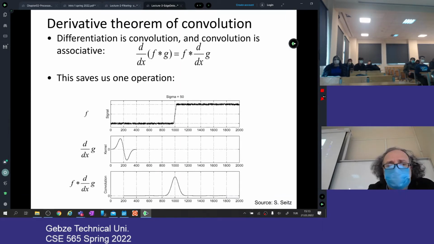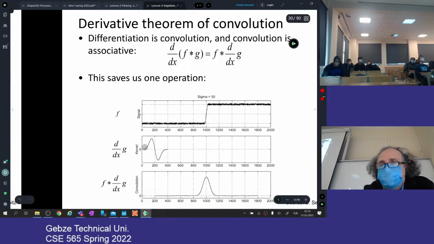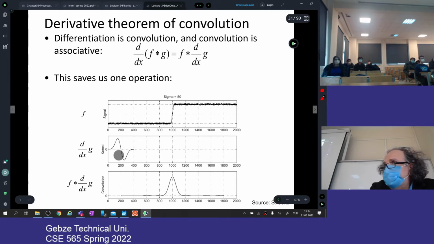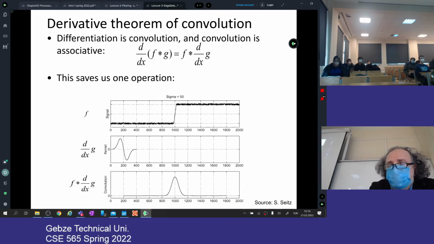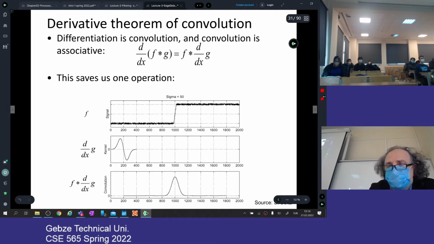And some people say that this is a linear operation. Why don't we take the derivative of the Gaussian and apply it as a filter? So this is the derivative of a Gaussian. If I apply this to this image, I would immediately get this one.